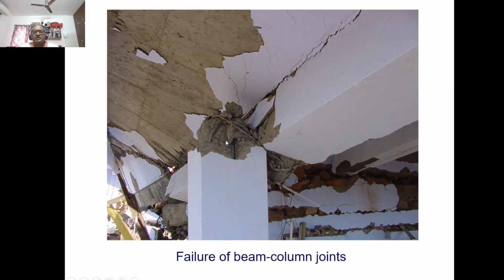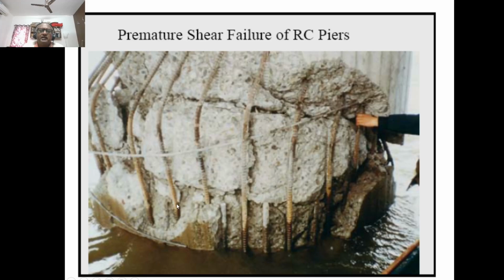Even if the column is well designed and the beam is well designed, the joint should be designed for its diagonal shear, or at least you should have confinement reinforcement as given in IS 13920. Otherwise, this kind of situation will occur. That is a serious problem that one has to take care of, either in the design or in the detailing. This has happened in bridges also.